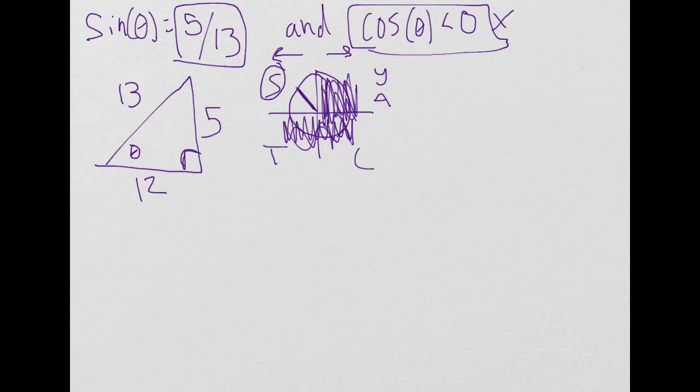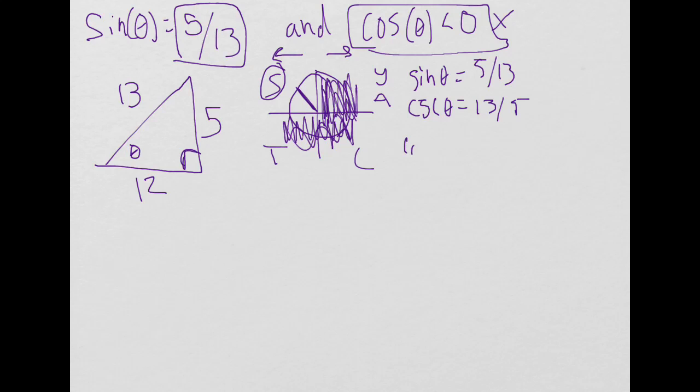So let's just start with sine. We know sine theta is 5 over 13. That's given to us. And from that, we know that the reciprocal of sine, which is cosecant of theta, is just going to be the reciprocal. So flip that fraction, 13 over 5.